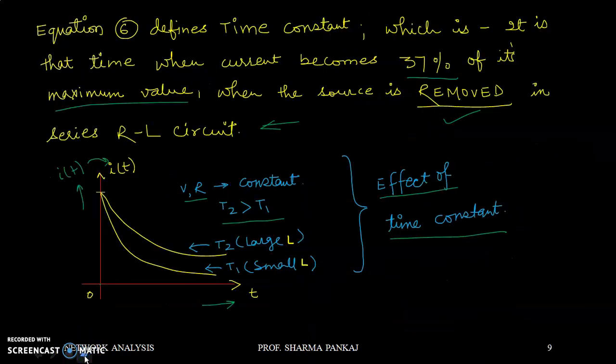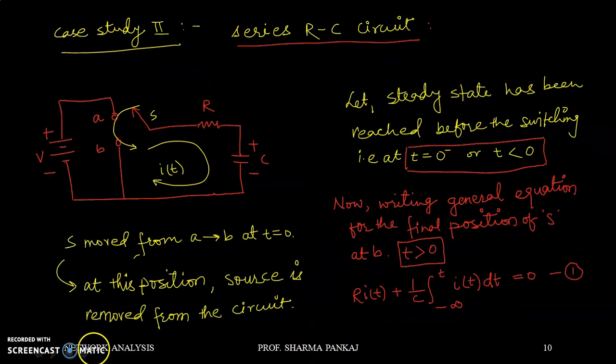Let us move towards case number 2, that is series RC circuit. We have taken R and C in series and two circuit conditions. When it is connected to A, it is connected to the source. When it is connected to B, it is suddenly removed from the source V.